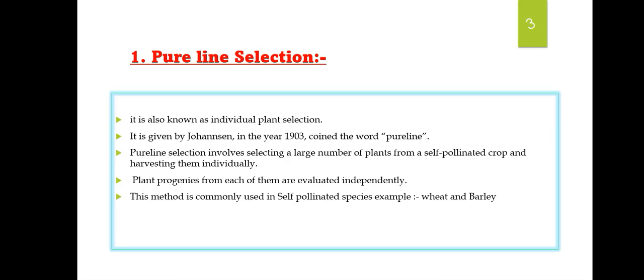First, pure line selection. It is also known as individual plant selection. It was given by Johannsen in the year 1903, who coined the word pure line. Pure line selection involves selecting a large number of plants from a self-pollinated crop and harvesting them individually. Plant progenies from each of them are evaluated independently. This method is commonly used in self-pollinated species, for example wheat and barley.